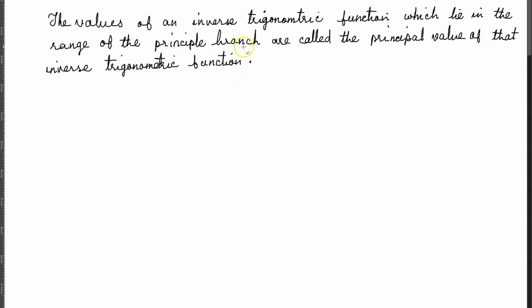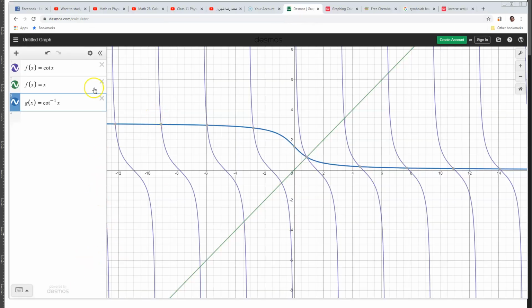So what that means is that, for example, let's say you have the inverse trigonometric function cot inverse x. If I were to give you a good example here, so this is the cot function, right?